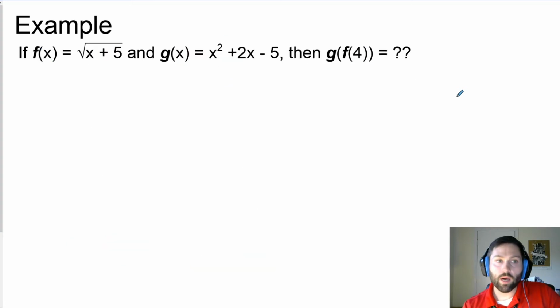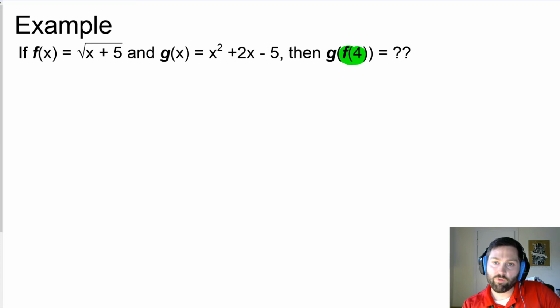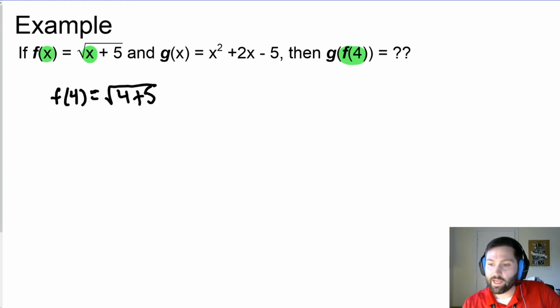Let me continue. I have another example where f of x equals the square root of x plus 5, and g of x is equal to x squared plus 2x minus 5. What is g of f of 4? Okay, so in this one, they put g on the outside. So if I'm approaching this problem, I see that f of 4 is what I am going to need to approach first, because it is inside. So insides go first. So I get f of 4 is going to be equal to the square root of 4 plus 5. And 4 is what took the place of the x.